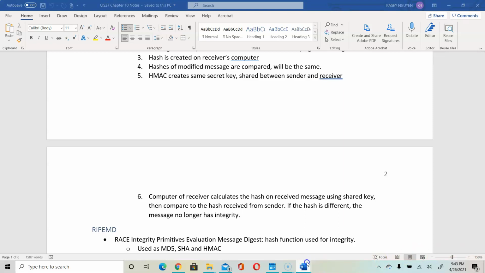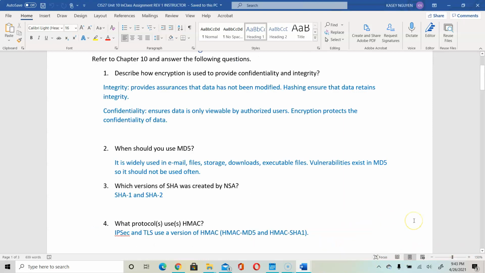So in the next question, it asks you what protocol uses HMAC. That will be IPsec and TLS, which would use a version of HMAC such as HMAC-MD5 or HMAC-SHA1.